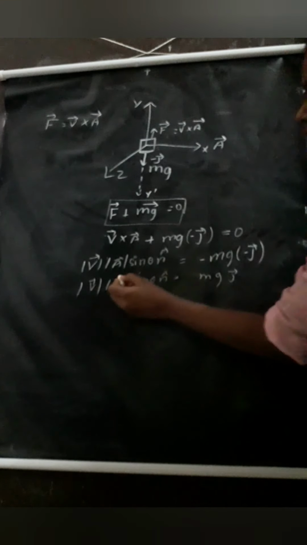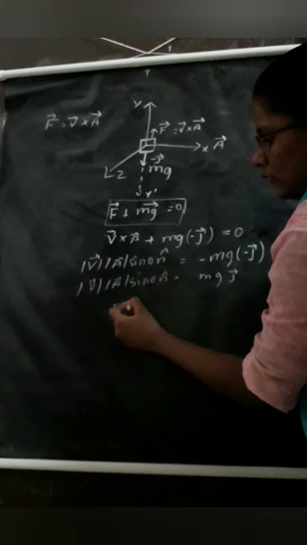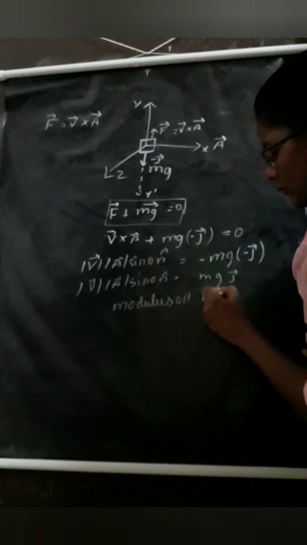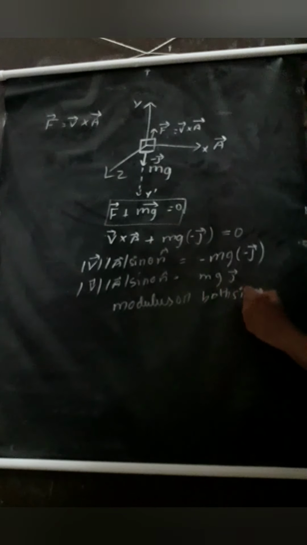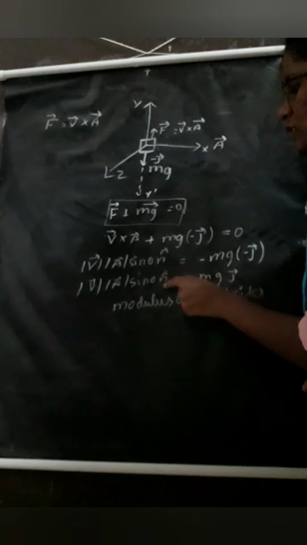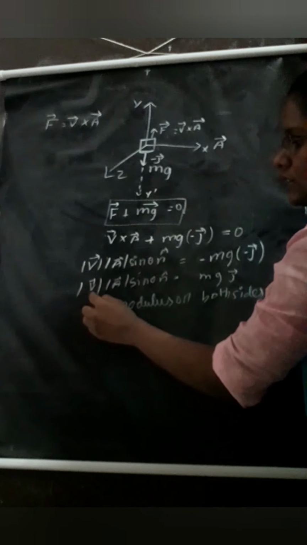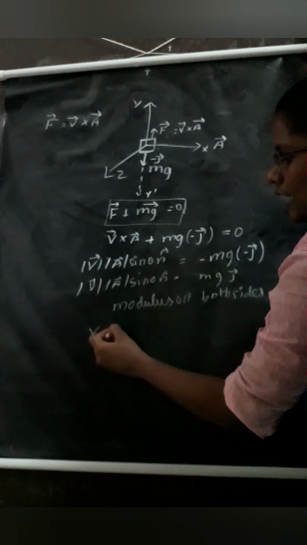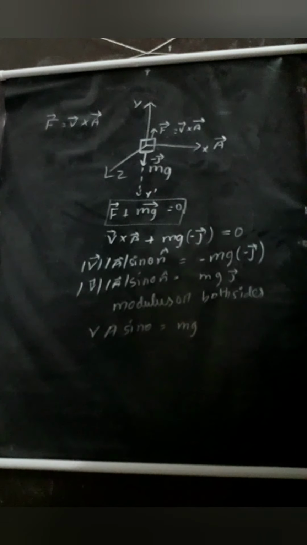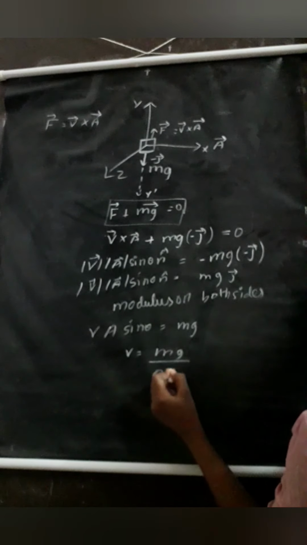Now I am going to take the vector modulus on both sides. When you take the modulus of a unit vector, it is going to be 1. So n cap is 1 and j vector is 1. So modulus of V vector times A sin theta is equal to mg. We need velocity. So V is equal to mg by A sin theta.